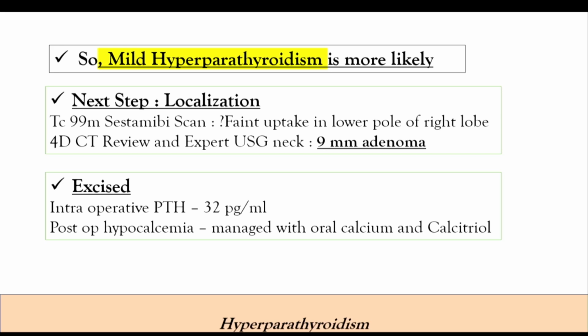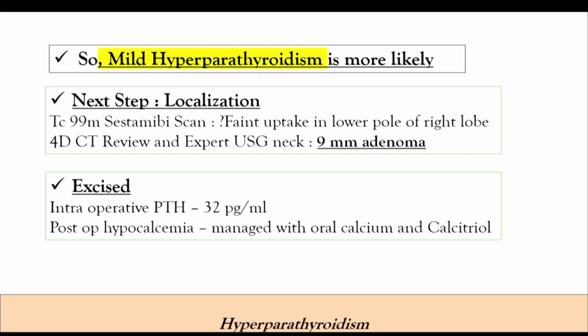It was decided that this might be a 9 millimeter adenoma, and it was excised. Intraoperative PTH fell by more than 50% to 32 picogram per ml. So that means that she is cured. She actually had hyperparathyroidism, and post-op she went into transient hypocalcemia, and within 1 month she was completely fine.